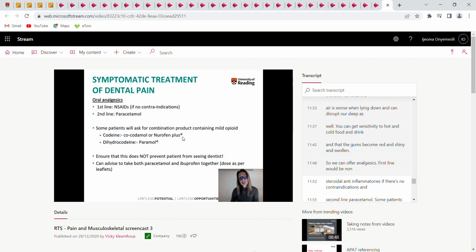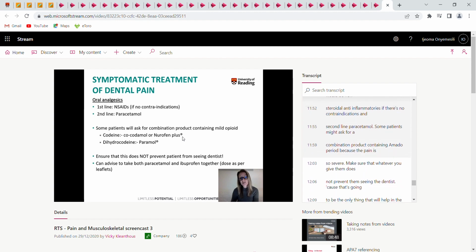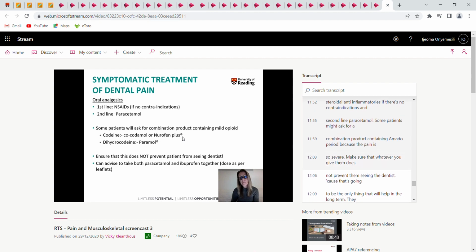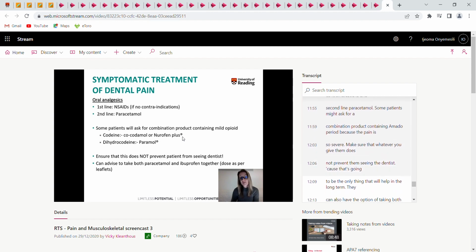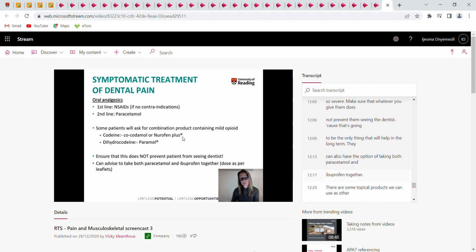So we can offer analgesics. First line would be non-steroidal anti-inflammatories if there's no contraindications, and second line paracetamol. Some patients might ask for a combination product containing a mild opioid because the pain is so severe, but make sure that whatever you give them does not prevent them seeing the dentist, because that's going to be the only thing that will help in the long term. They can also have the option of taking both paracetamol and ibuprofen together.